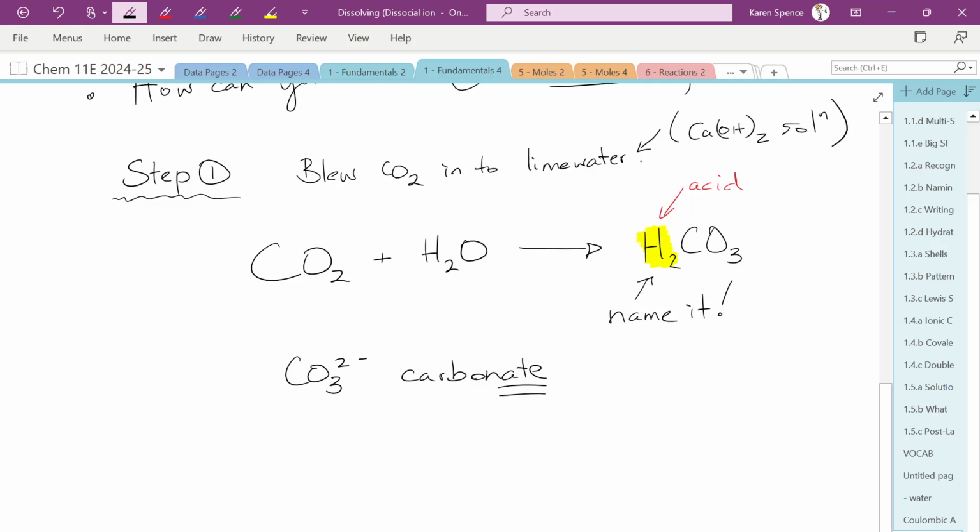And what if we have an -ate ion? What is the mnemonic device, the memory device that we use to remember how to name the acid? I ate something icky. Okay, so what that means is we're going to take carbonate and we're going to turn it into carbonic acid. So we have made carbonic acid.